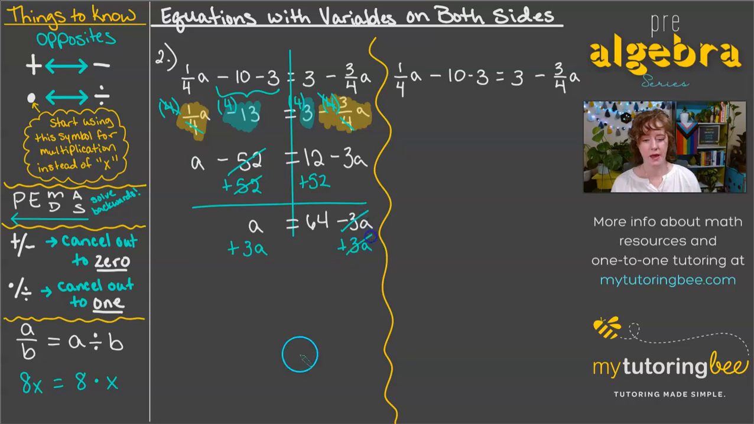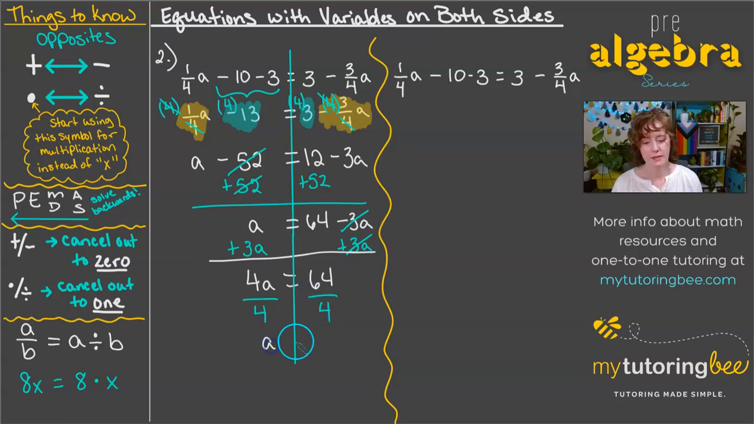That's going to cancel out that over here. All right, so now I am left with 4a equals 64. And then our last step is to divide by 4, divide by 4. So a is going to equal 64 divided by 4, which gives us 16. All right, so that is my solution here.